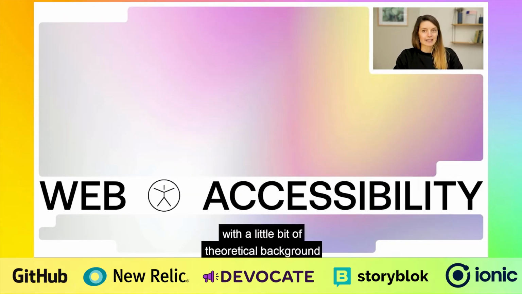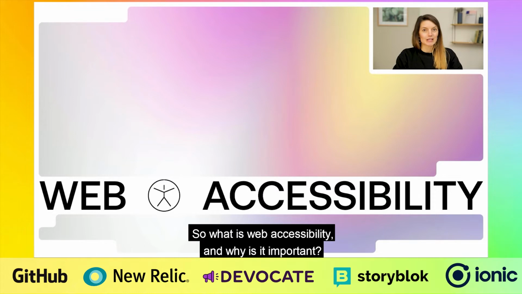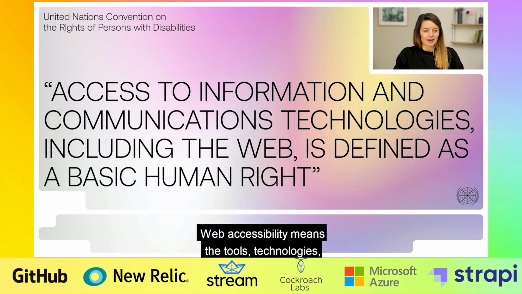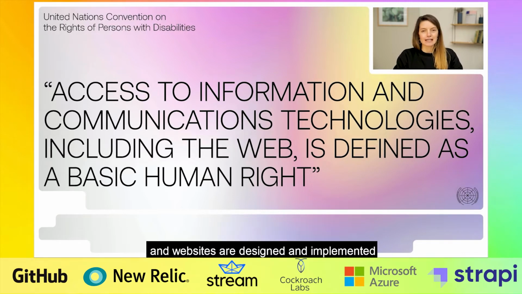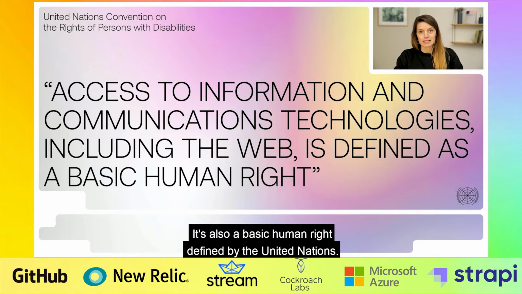I will just get started with a little bit of theoretical background before we get right into the practical things. So what is web accessibility and why is it important? Web accessibility means that tools, technologies, and websites are designed and implemented in a way that people with disabilities can use them and that they can participate equally on the web. It's also a basic human right defined by the United Nations.